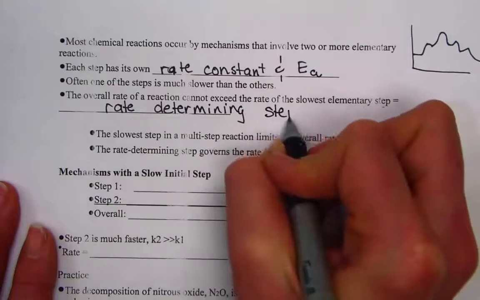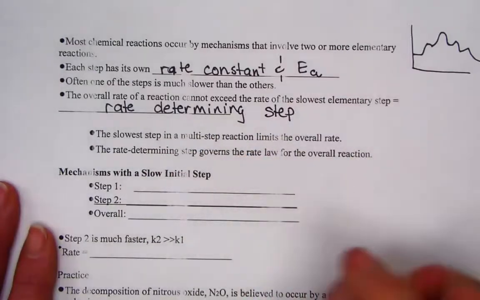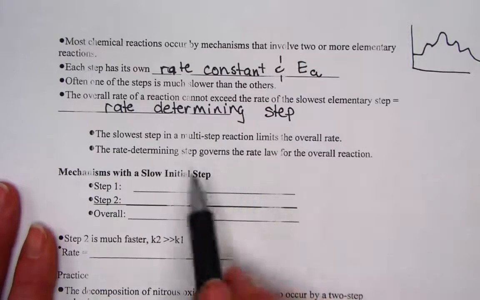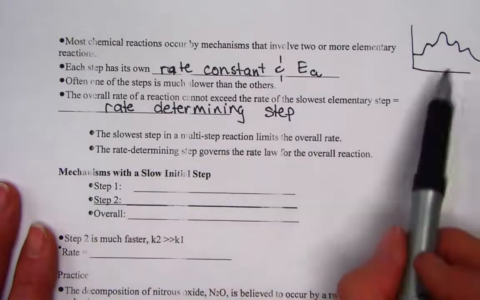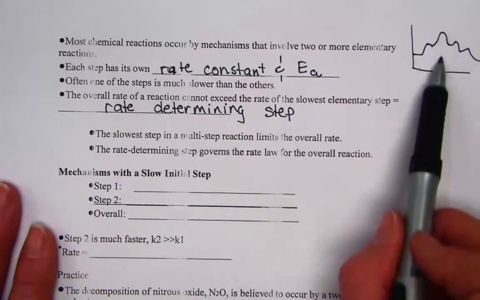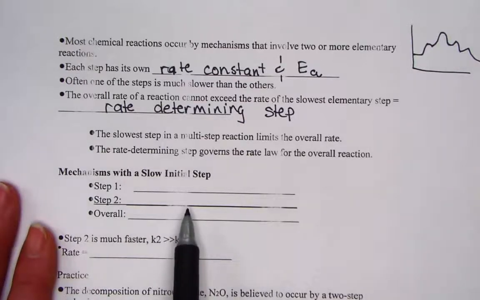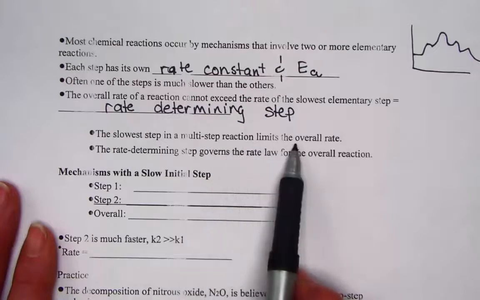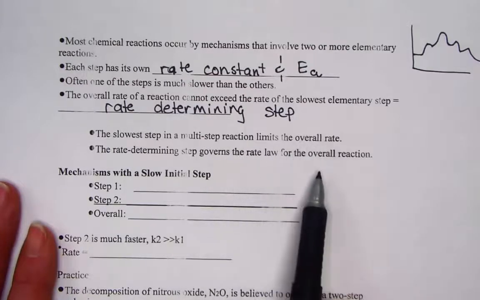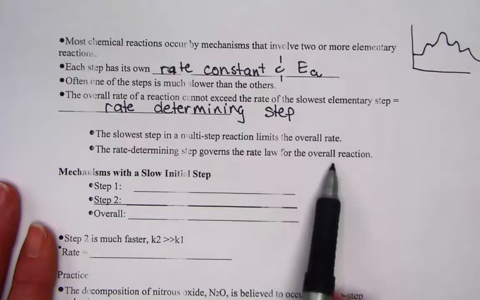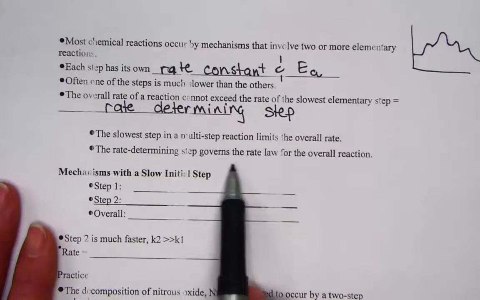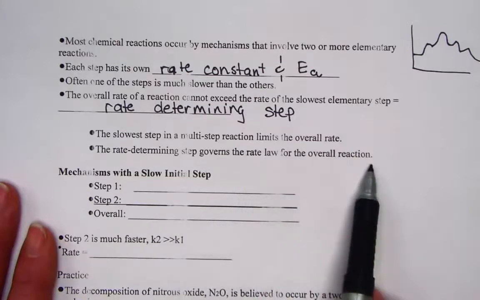The overall reaction can only proceed as fast as the slowest step in the multi-step reaction. So we look at the activation energy and find the largest value to determine that slowest step. If it's a multi-step reaction, each one of those elementary reactions has its own rate law, and the rate law is governed by the slowest step. So that rate determining step governs the rate law for the overall reaction.